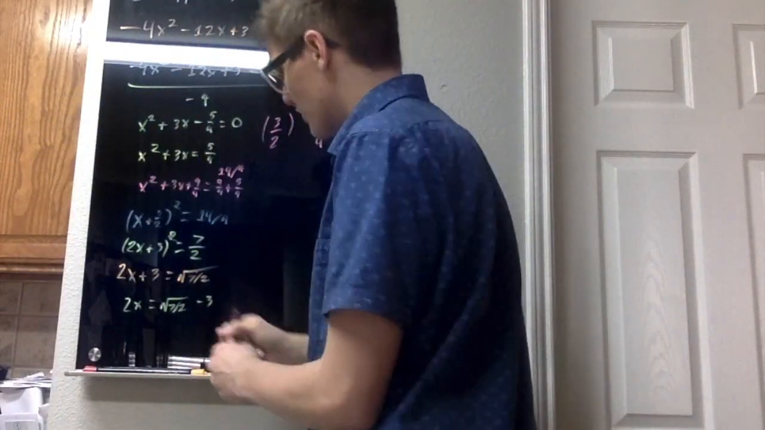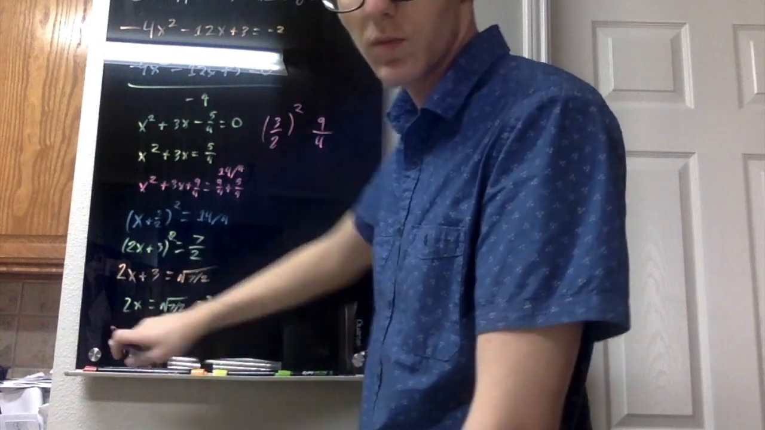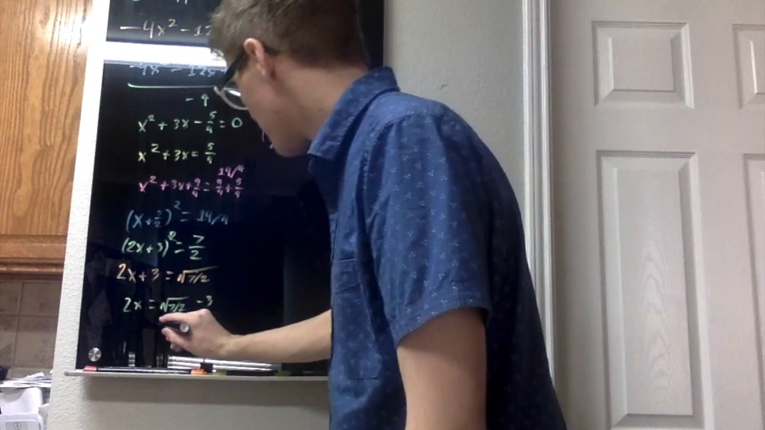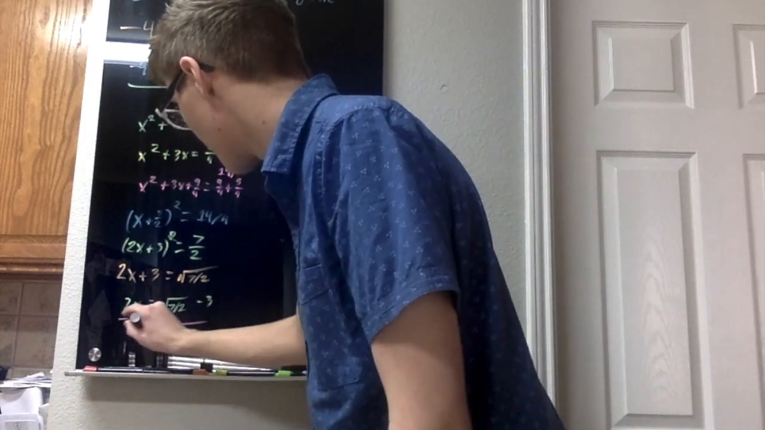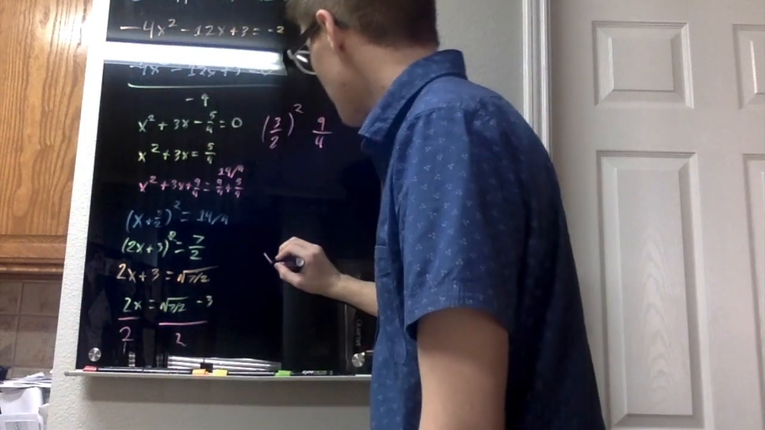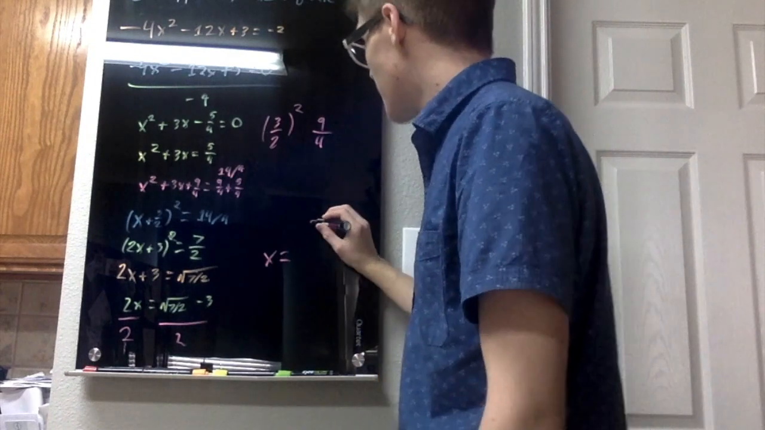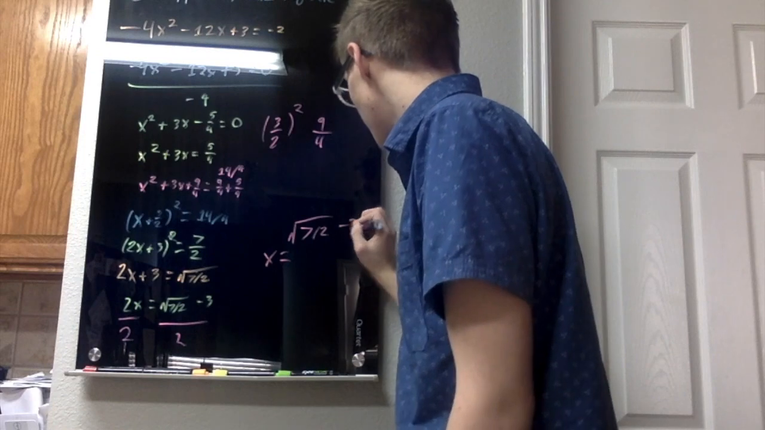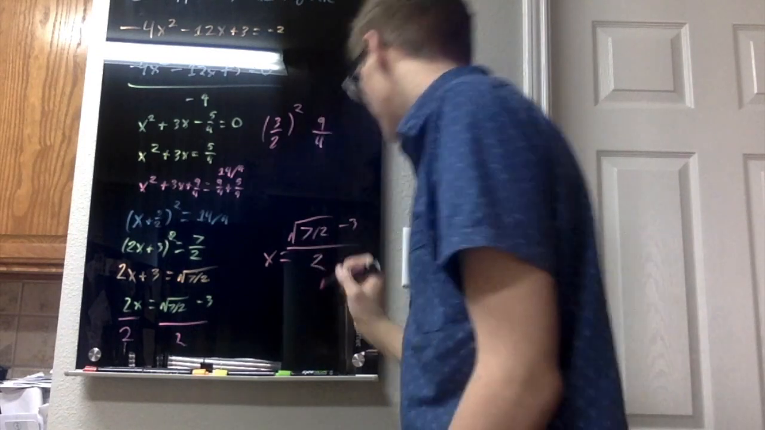Okay, from here, we're going to divide both sides by 2 to get 1x alone, because we don't want the value of 2x, we want the value of 1x. So everything over 2 and everything on this side over 2. x equals the square root of 7 over 2 minus 3, everything over 2.